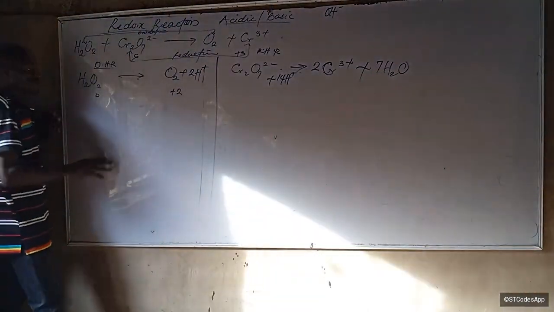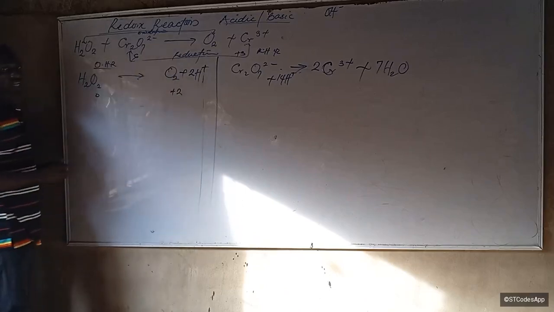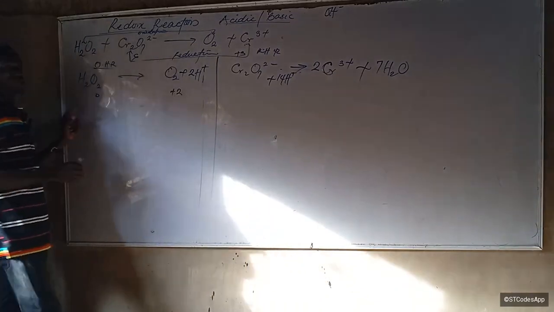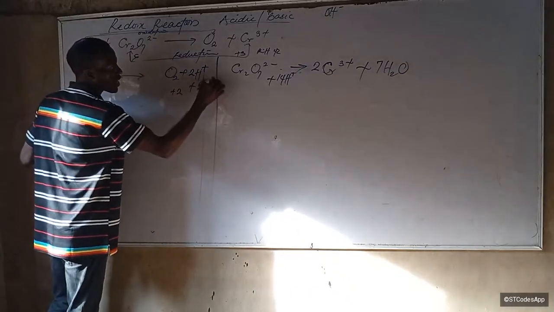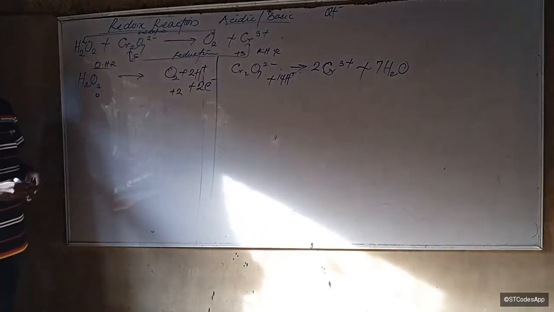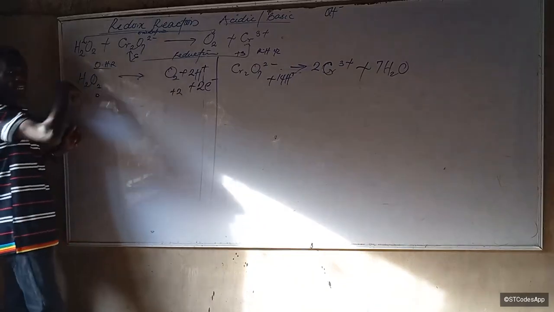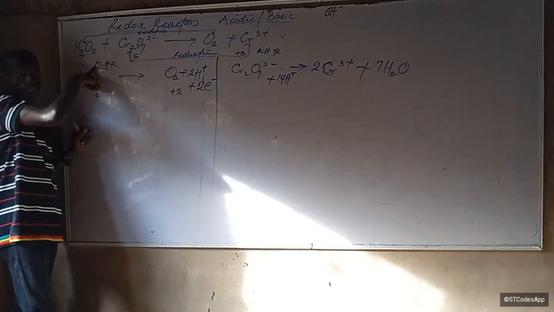You always add electrons to do what? Reduce the total charge. So where do we need reduction? Here, right? So we need to reduce this charge. So what do we need to add to this plus 2 to make it equal 0? Minus 2, right? So that will be plus 2 electrons. Is it clear? So does that prove what I said, that you add electrons to the right side for oxidation? Do you now understand? All right.